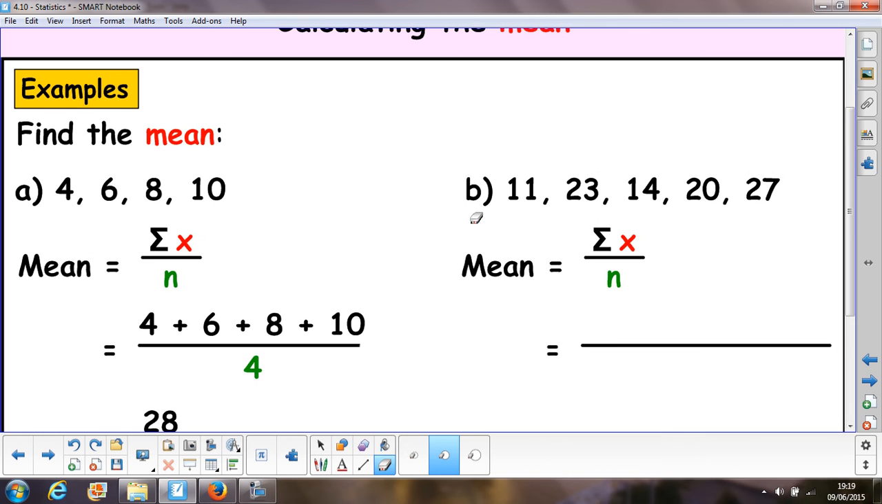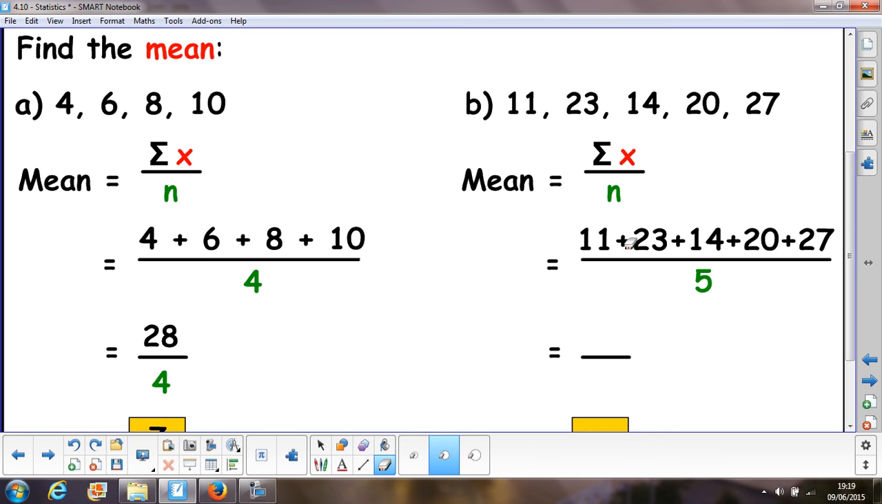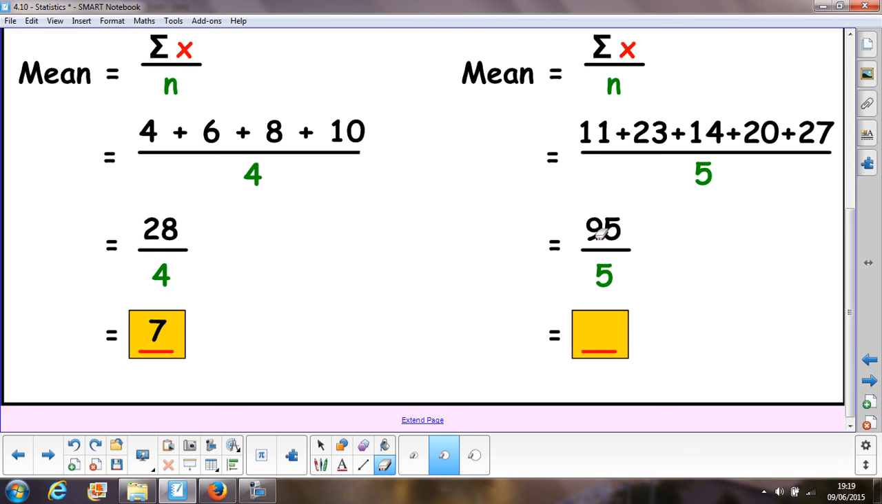Okay, and this example here, same idea, mean equals sigma x over n. Sigma x means you add them all up, so 11 add 23 add 14 add 20 add 27. And this time we have 1, 2, 3, 4, 5 items in the set. So if you add 11 and 23, you're going to get 34, 44, 48, 68, 78, 88, and 7 makes 95. And then divide that by 5. So 95 divided by 5, that's nearly 100 divided by 5, which is 20, so this must be 19.